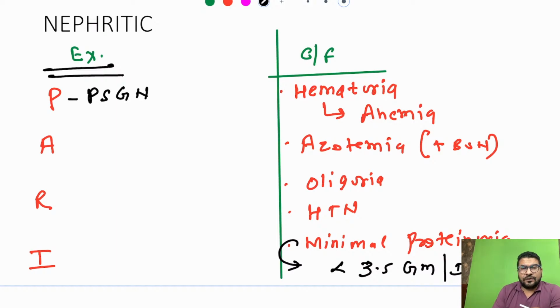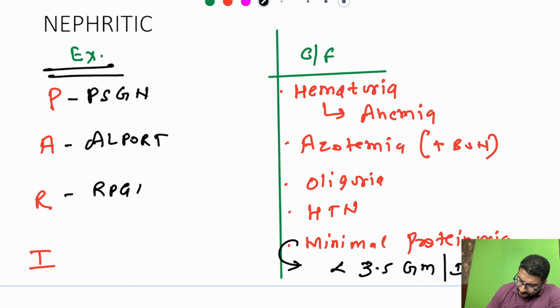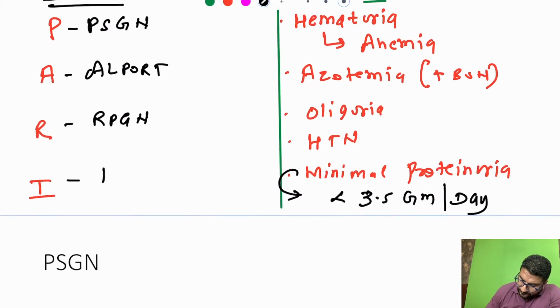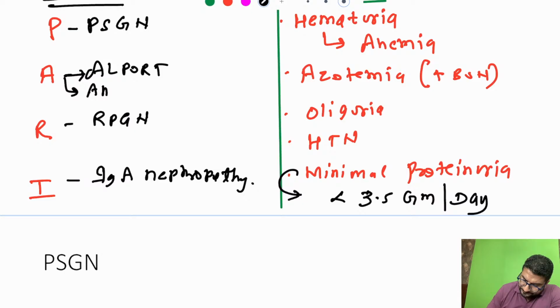PSGN means post streptococcal glomerulonephritis. A for Alport syndrome. R is RPGN. I is IgA nephropathy. With A we have one more condition called anti-GBM.